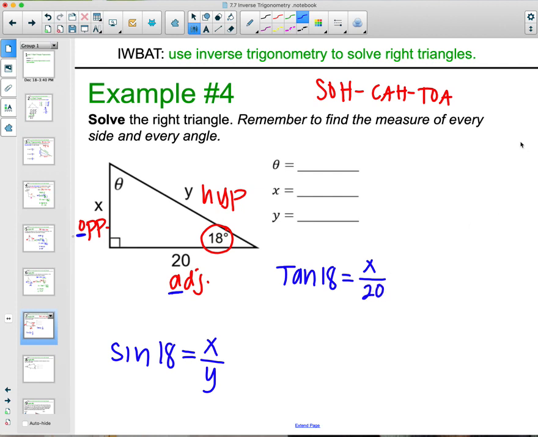So then you would just type in tangent of 18 into your calculator, and you would get 0.3249 equals x over 20. Make this into a fraction so you can cross multiply. So do 20 times 0.3249, and you would get 6.49 equals x. So if we rounded to the nearest tenth, x would be 6.5.